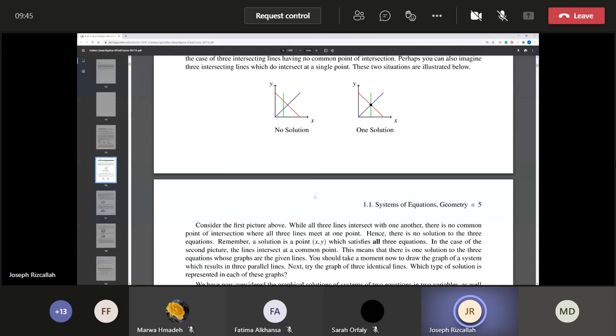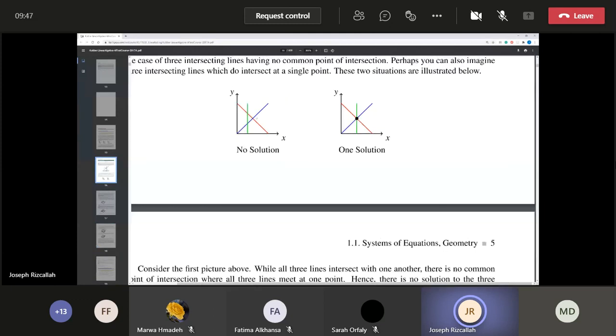You have now here 3 equations. The red equation, which is the red line, of course, the blue one and the green one. And you see that they don't have a point in common, right? There is no point in common for the 3 lines, so there is no solution here. And here, in this case, all the lines intersect at a single point, which is the common solution to the system of 3 equations in two unknowns.